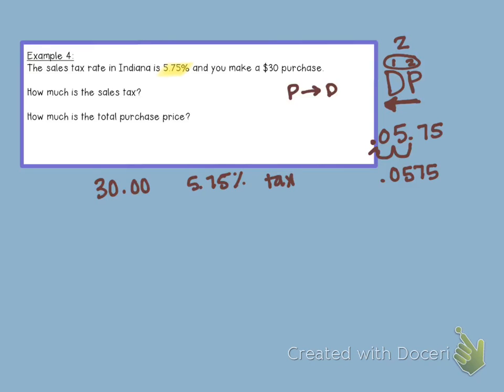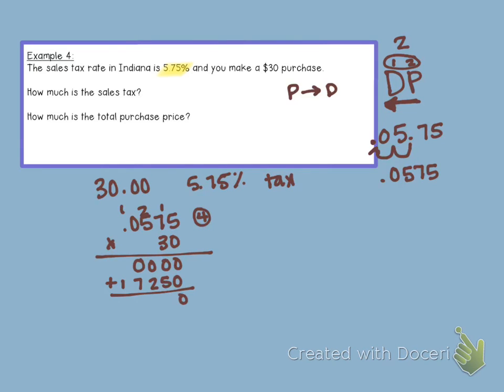I like to put the number with the most digits up top. We have 1, 2, 3, 4 numbers to the right of the decimal. 0, 0, 0, 0 placeholder. 3 times 5 is 15. 3 times 5 is 15, plus 2 is 17. That's 0 plus 1. Okay, so we have to put our decimal back in.